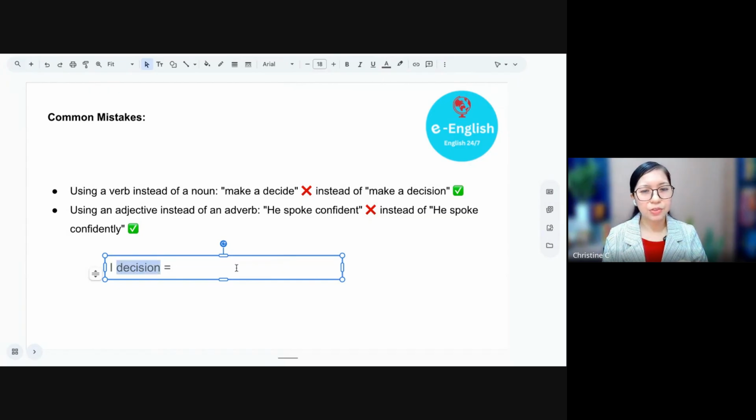Decision is a noun. So we want to change it to a verb. I decide. I decided. It depends on which verb tense you need. Thank you. Well done, Reggie.